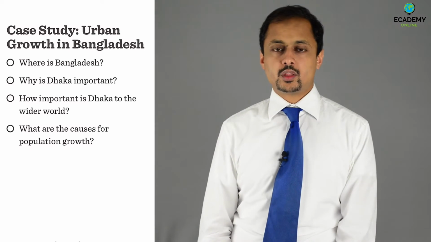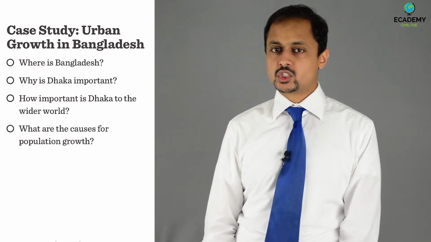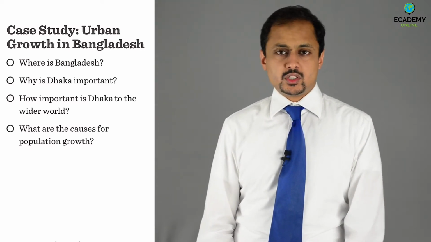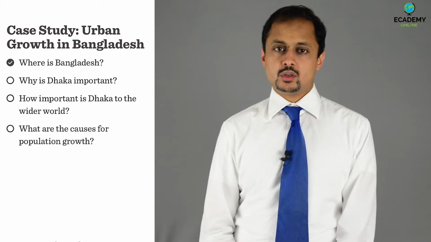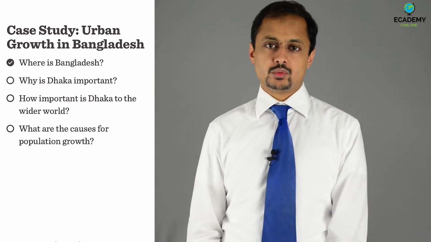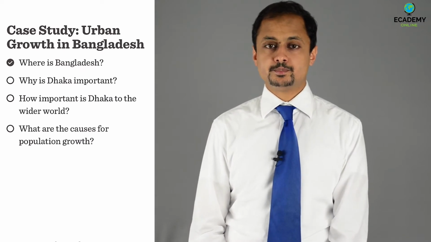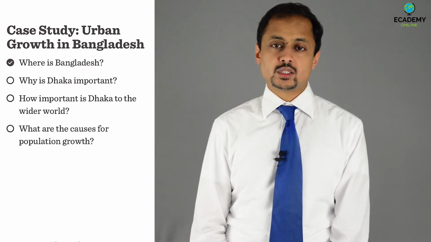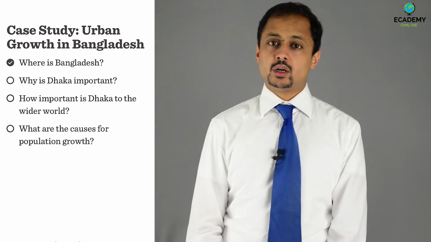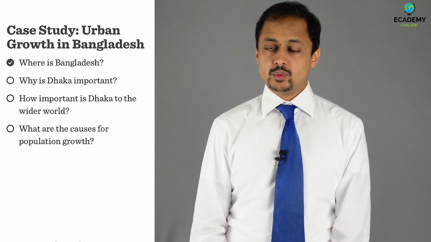Lesson 2. Urban Growth in Bangladesh. Bangladesh is situated in southern Asia on the delta of the two largest rivers on the Indian subcontinent, the Ganges and the Brahmaputra. It borders India in the west, north and east, Myanmar in the southeast, and the Bay of Bengal in the south.